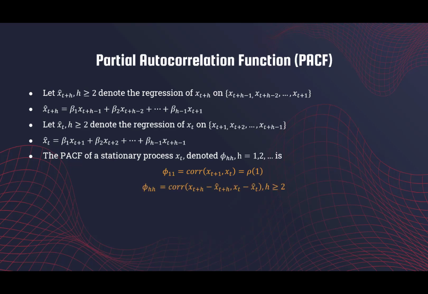For phi_{hh}, where h is greater than or equal to 2, it's basically the correlation between x_{t+h} minus the predicted value of x_{t+h}, and x_t minus the predicted value of x_t, okay? So basically we are looking at the correlation between x_{t+h} and x_t after removing the effect of all of these variables.